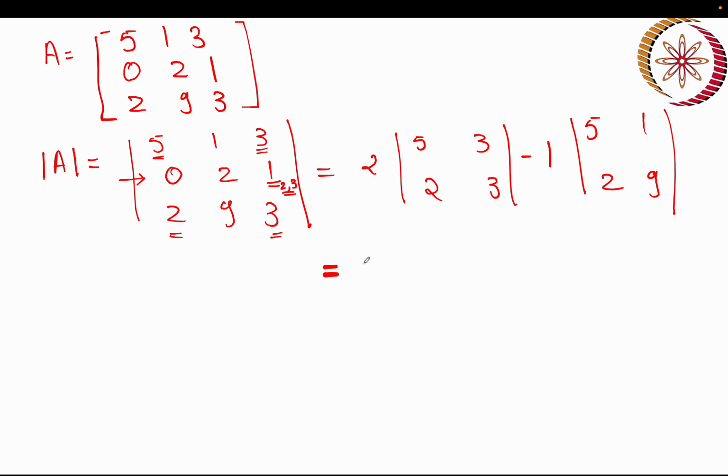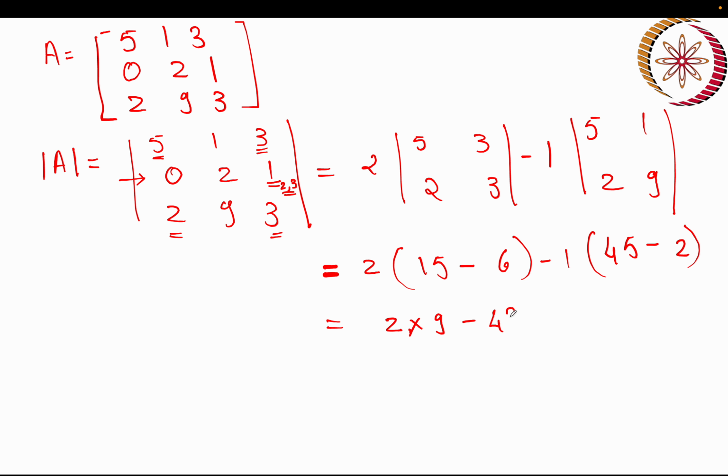Okay, so the answer will be 2 into 15 minus 6, minus 1 into 45 minus 2. Okay, so 2 into 9 minus 43. Okay, so 18 minus 43, which is minus 25. Okay, so the determinant is minus 25.